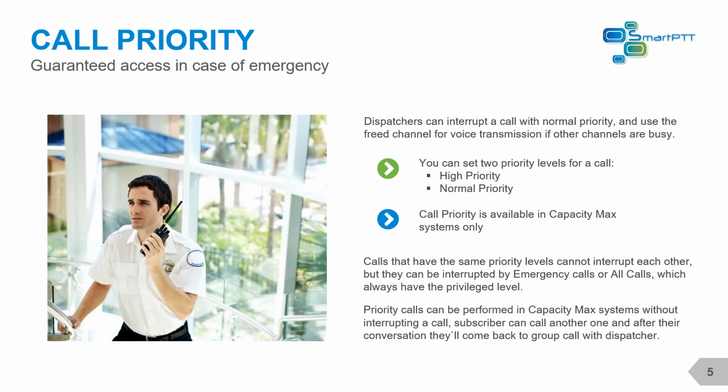Another new feature that Motorola came out with is call priority. Now, call priority is only available in Capacity Max. It creates two call priorities, a high priority and a normal priority. Users with a high priority can interrupt users with a normal priority. However, the emergency calls and all calls will take priority over both the normal and the high priority. So this way, the dispatcher can be assigned a high priority and the field radios could be assigned a normal priority. This way, the dispatchers could do a transmit interrupt.